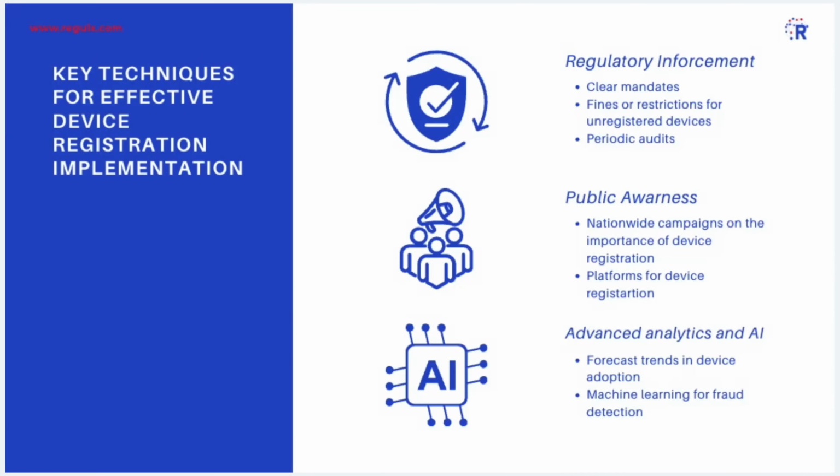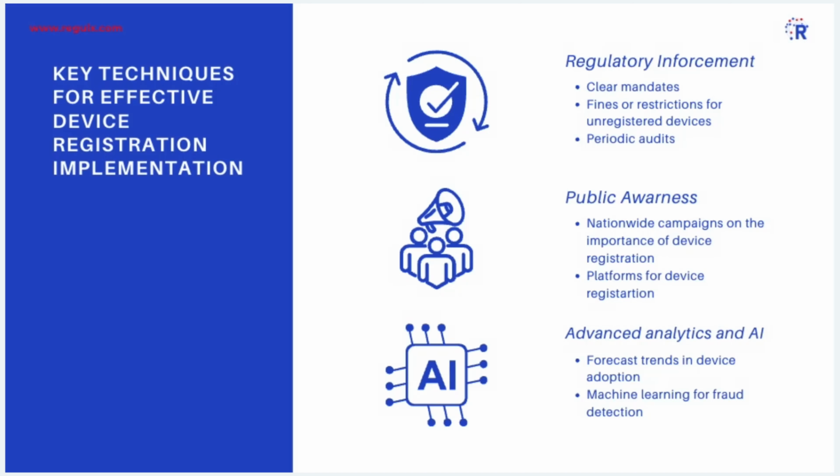In addition to these 2 points, to have an effective device registry implementation, there should be regulatory enforcement that has clear mandates for the telecom operators, so it will be easier for them to comply with these regulations. Some fines and restrictions should be established for unregistered devices, to encourage people to register their devices, and there should be periodic audits to make sure that everyone is complying with these laws.